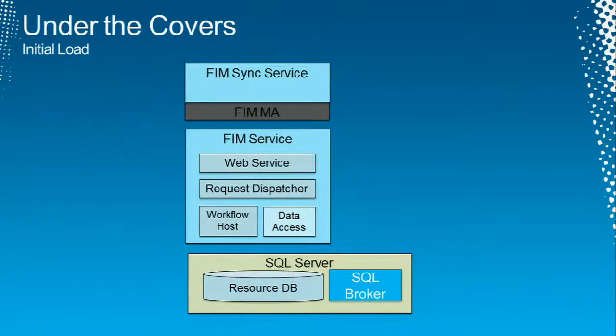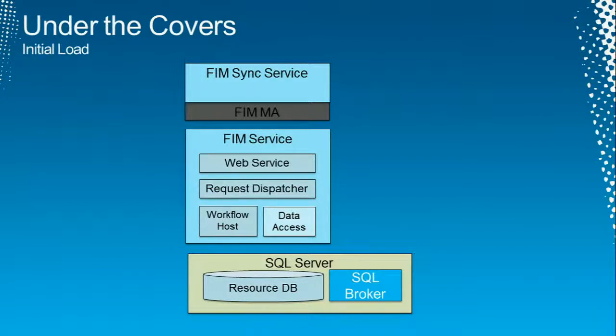FIM service will run request dispatcher. Now, we're not going to run the workflow host for authorization, but we might run the workflow host for action workflows. We're also going to use the data access layer and write that record for a request to add a new user, and the user themselves, and any corresponding workflow instances for action workflows, into the SQL Server database. And then the FIM service will acknowledge back to the FIM MA, this user has been added. We'll then have the FIM MA add the next user, and so on and so on.